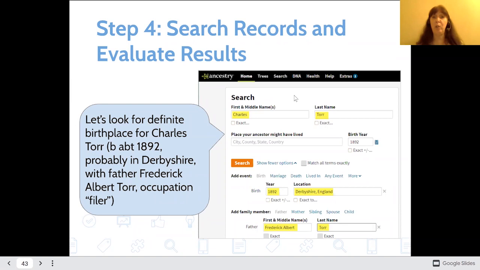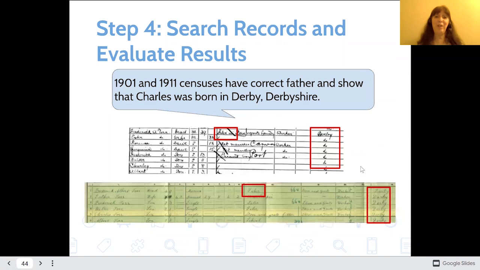So let's look, and this time I've gone to Ancestry, but you could do this search on probably any one of the partner sites and come up with the information that you want. So we're going to look for a definite birthplace of this Charles Torr. Just as a reminder, sometimes if I can't see the screen before, it's like out of my brain. So I put our key information here that he's born about 1892, probably in Derbyshire, but not guaranteed. And we do have a very complete father's name, Frederick Albert Torr, who is a filer. So we put this information in and we search. And guess what? Presto, like those cooking shows where you just throw something in the oven and then it comes out. That's kind of what we have to do here in the interest of time. So I won't walk you through actually doing the search, but this is what I found.